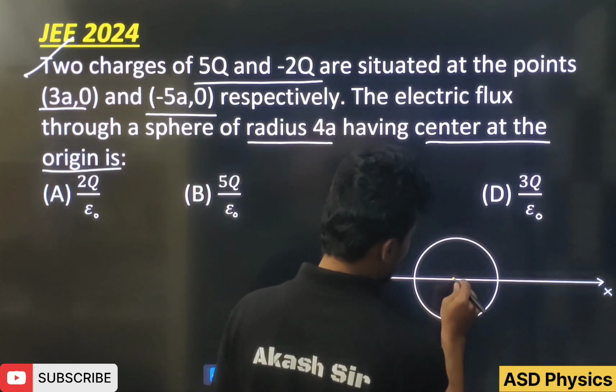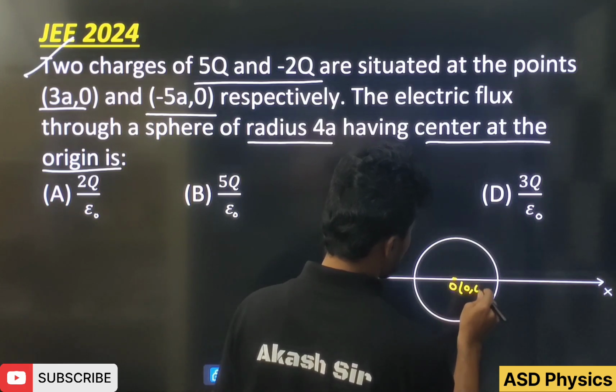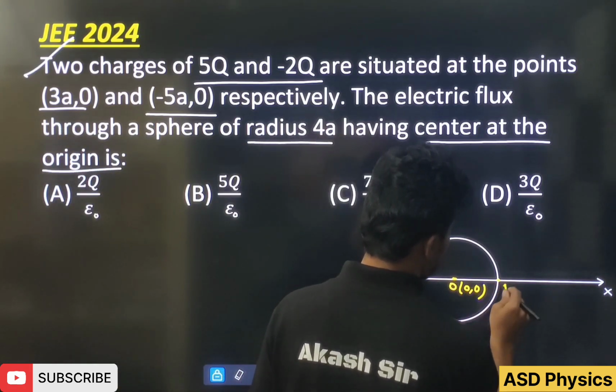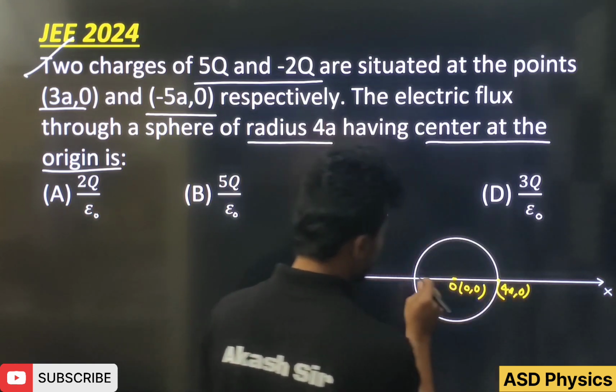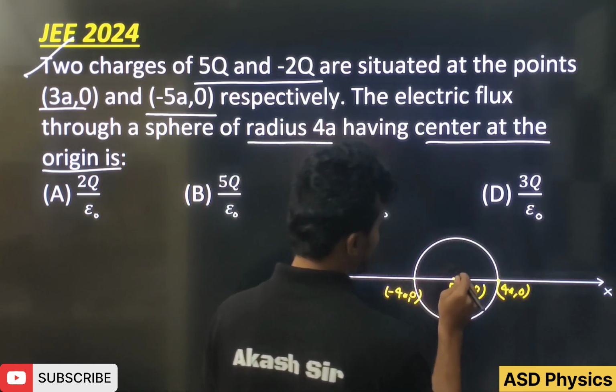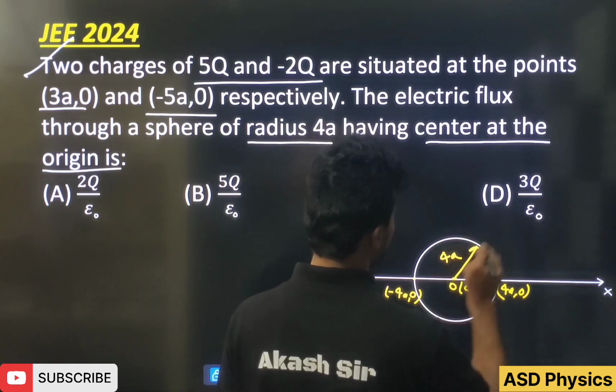So see here please. This is the origin, how much? 0, 0. After that, radius how much given? The radius is 4a. That means this side we can tell 4a, 0 and this side minus 4a, 0. Okay, so radius of this will be how much here? The radius will be 4a.